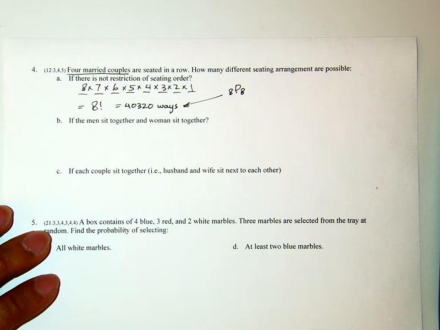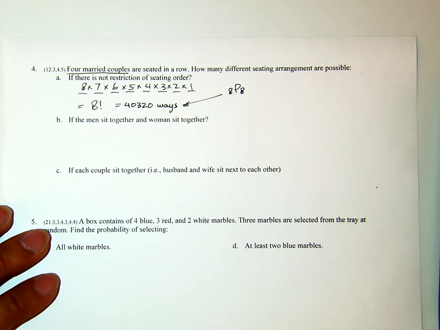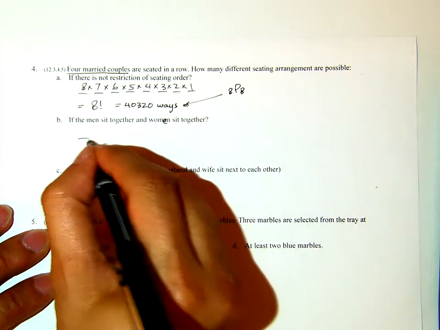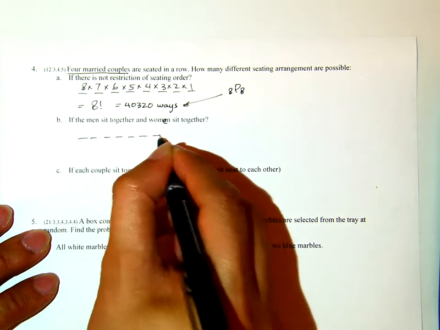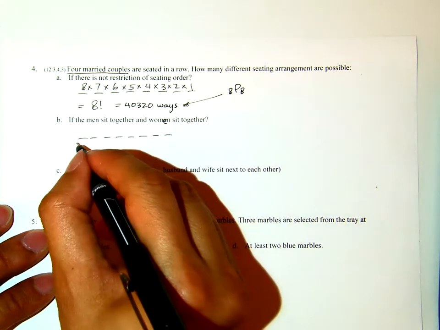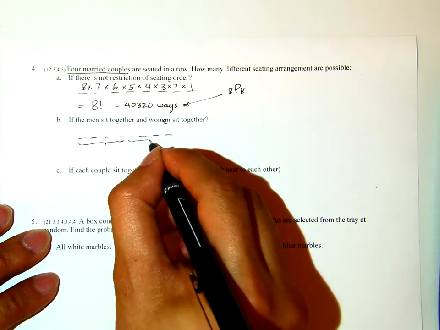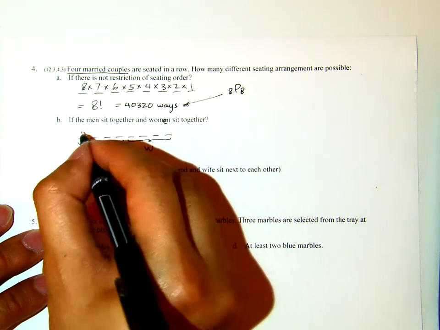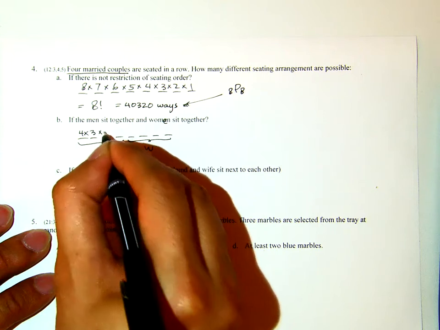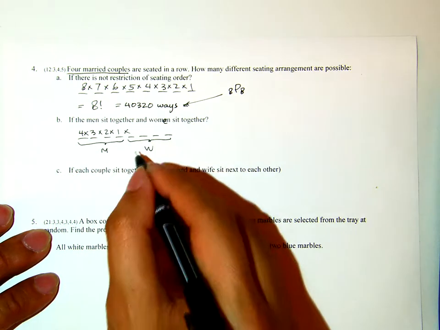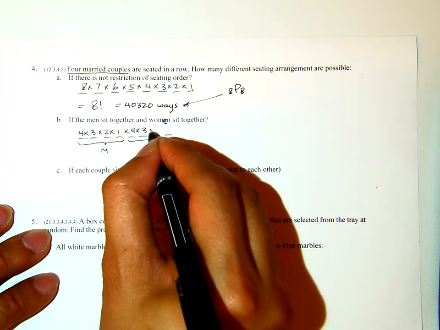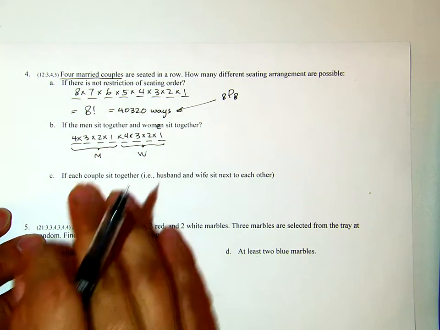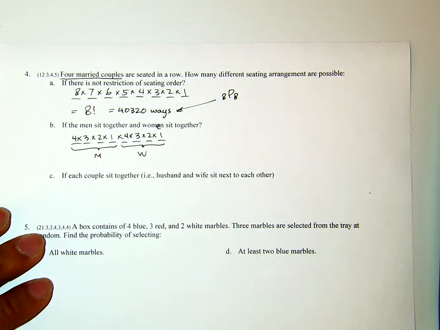Okay, now part B, if men sit together and women sit together, out of these 8 places, suppose the first 4 are seated by men and then the other 4 seated by women. Then for men, there are 4 times 3 times 2 times 1, for women that will be 4 times 3 times 2 times 1. That's right, but that's if the first 4 are seated by men first.